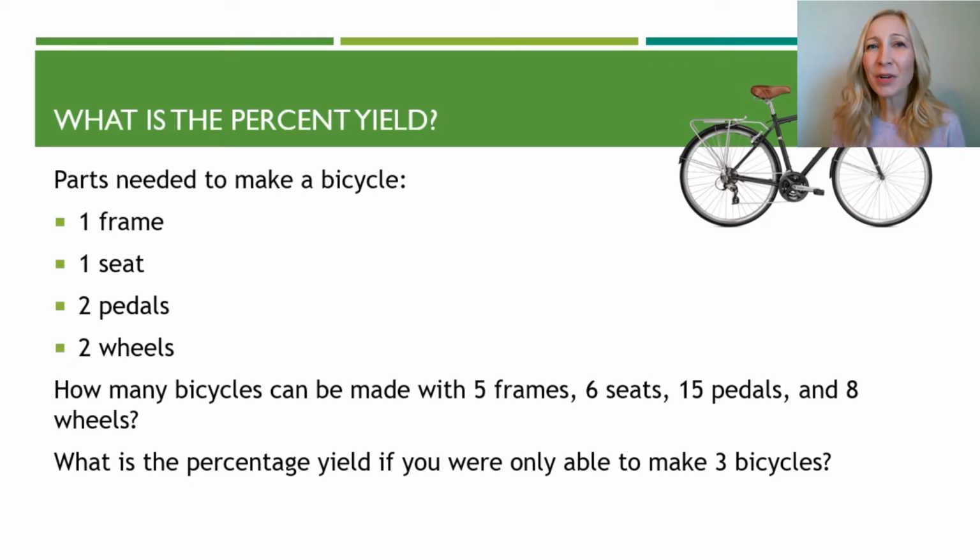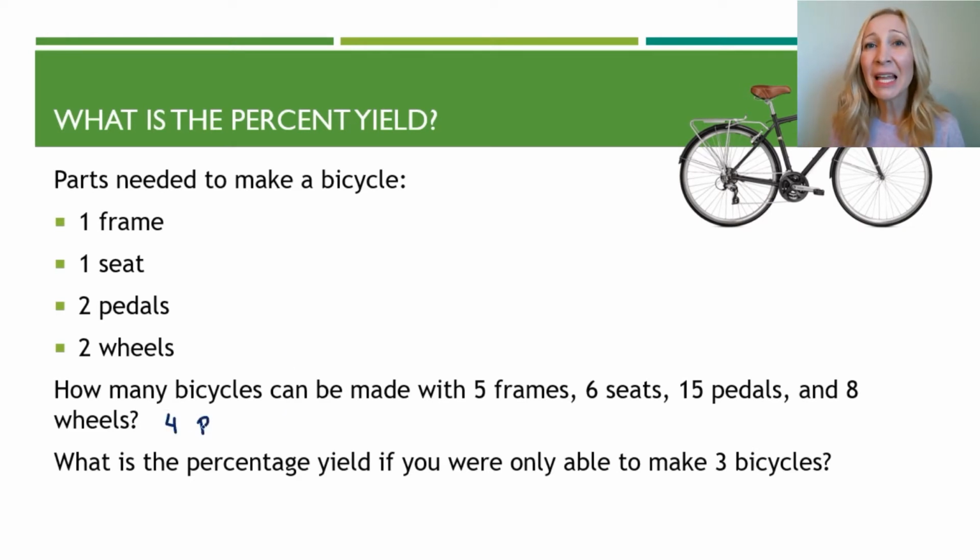But what if we're not a perfect bicycle builder? What if we didn't build all 4 bicycles because we made a mistake along the way and had to toss one of them? What is the percentage yield if you were only able to make 3 bicycles? So think about this. You should have been able to make 4 bicycles, but you only were able to make 3. This is something that happens in chemical reactions all the time.